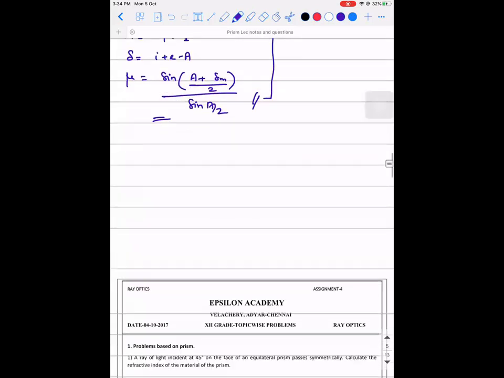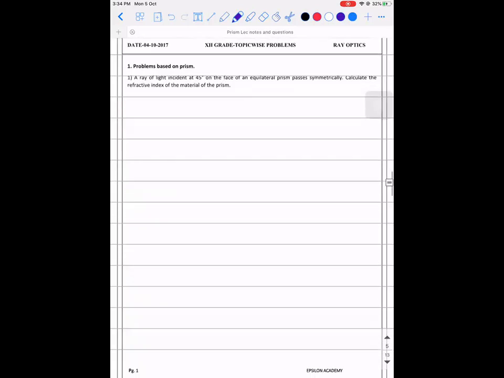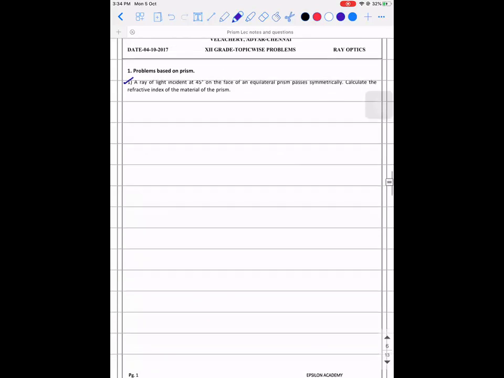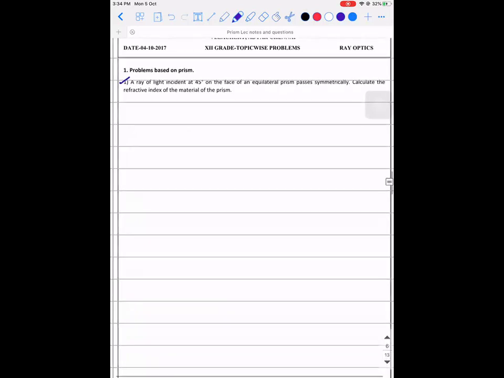Now, with this idea, we will solve few problems. I've shared the sheet with you. If you guys can open it, have it open. So, listen. There is a ray of light which is incident at 45 degrees on the face of an equilateral prism and passes symmetrically. Calculate the refractive index of the material of the prism.